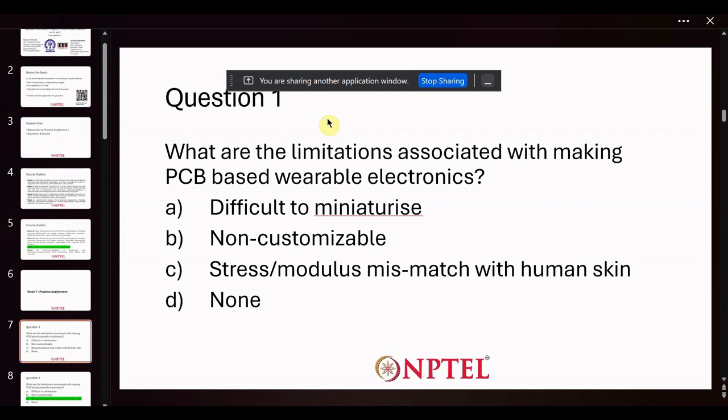Basically it has tracks for connectivity. Rather than having hundreds of wires, it has conductive tracks and non-conductive regions, which make it easier to fit a lot of sensor components on a small board. This reduces the overall cost associated with electronics, and it also helps in miniaturization of electronics. Anyway, I would not go deep into that. The options are: it is difficult to miniaturize, it is non-customizable, the stress modulus mismatch with the human skin, none of the above. Any guesses?